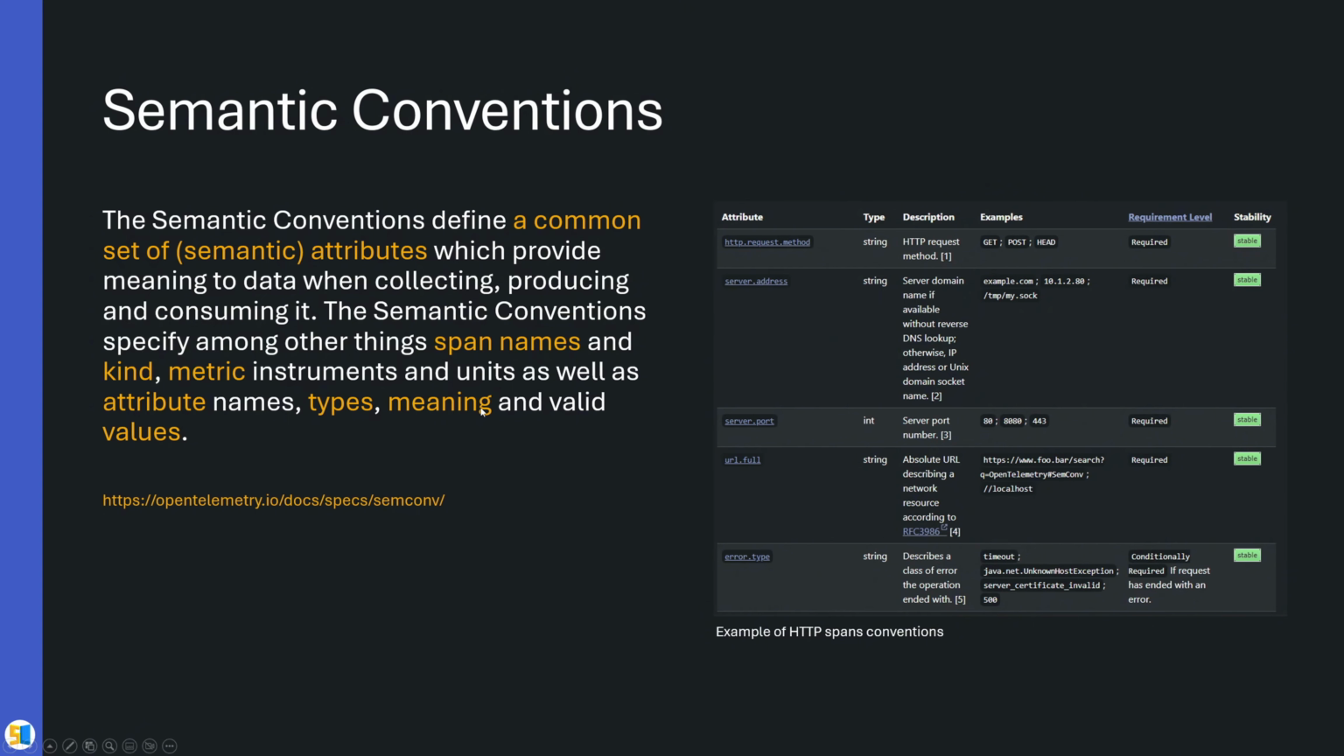So for example, if you want to send information about the HTTP request method, we should use these semantic conventions, http.request.method as the key of the data, right? And then server.port, for example, and so on. So you can check the documentation here.